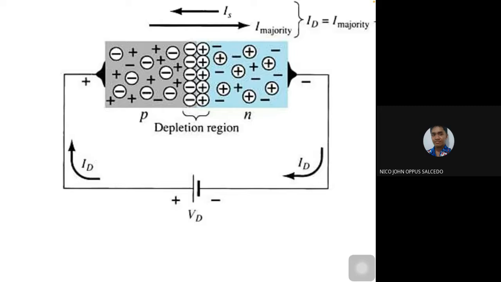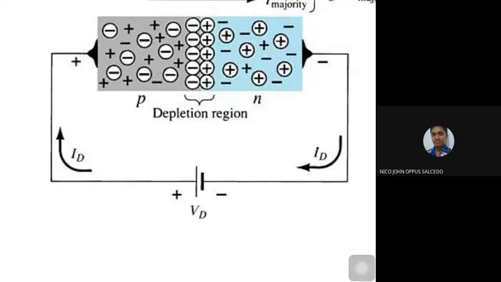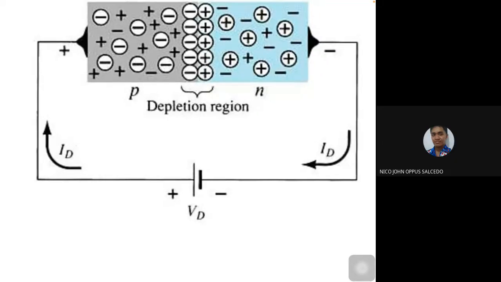So those are the two conditions that should be satisfied for the diode to operate in the forward bias region. Number one, that the external voltage source, this one VD, should be more, and positive nga polarity ha. Kay pwede man good more pero negative, so dili gyapon.